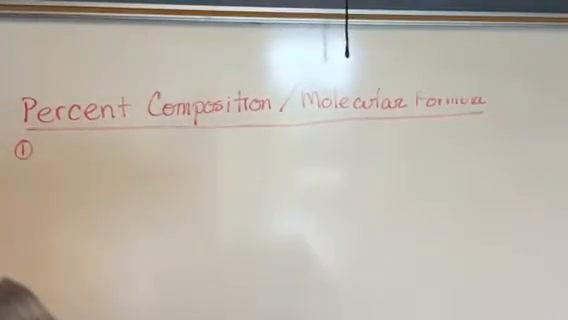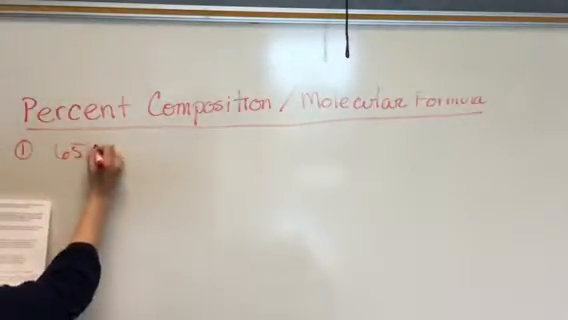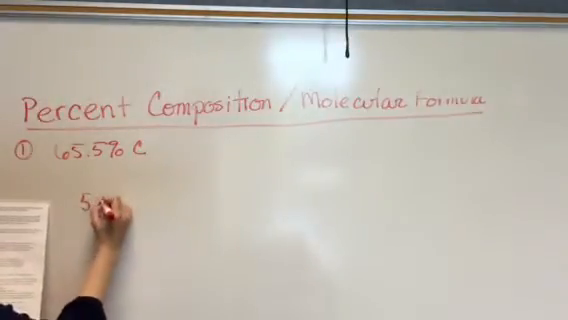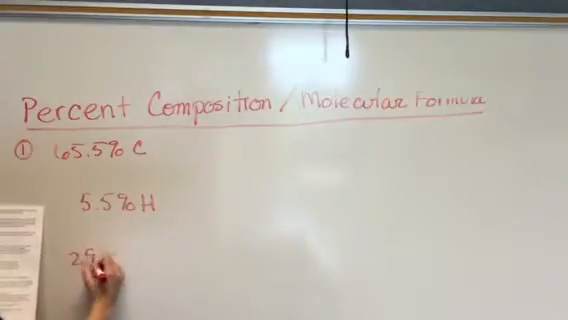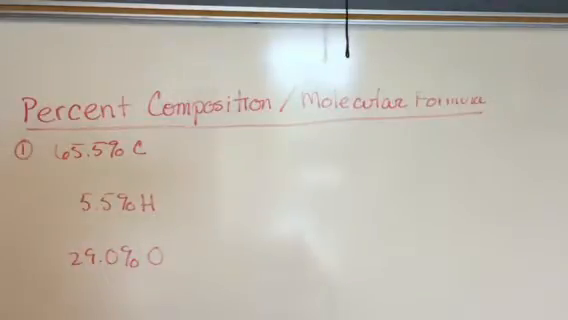So if you look on your half sheet, right where it says percent composition, molecular formula, the numbers 1 and 2, we're going to walk through those together. The first one says, what's the empirical formula of a molecule containing 65.5% carbon, 5.5% hydrogen, and 29.0% oxygen? And I wrote them this way purposely, and it's really going to be easier for you if you follow suit.